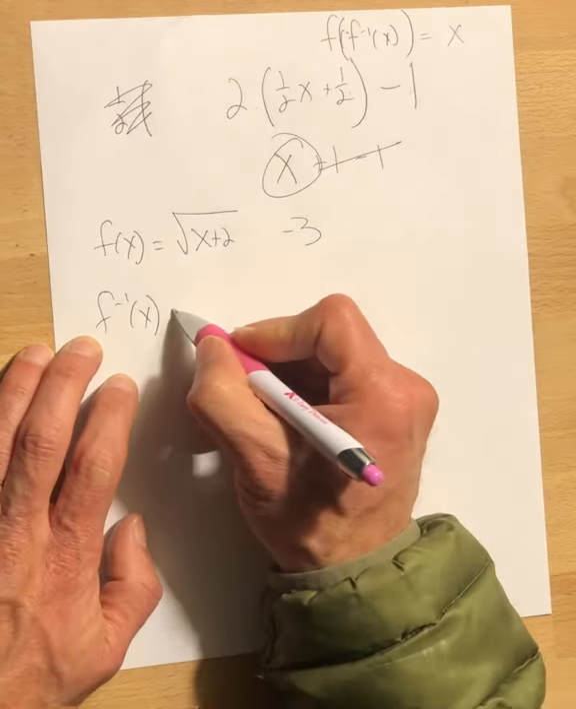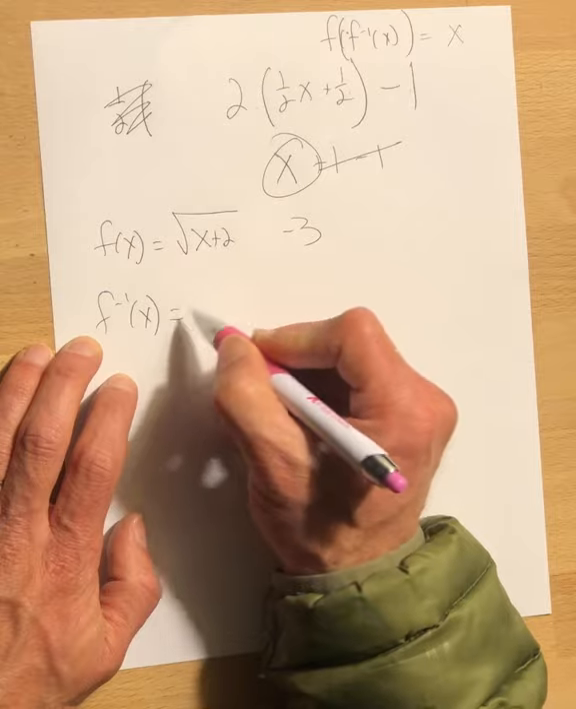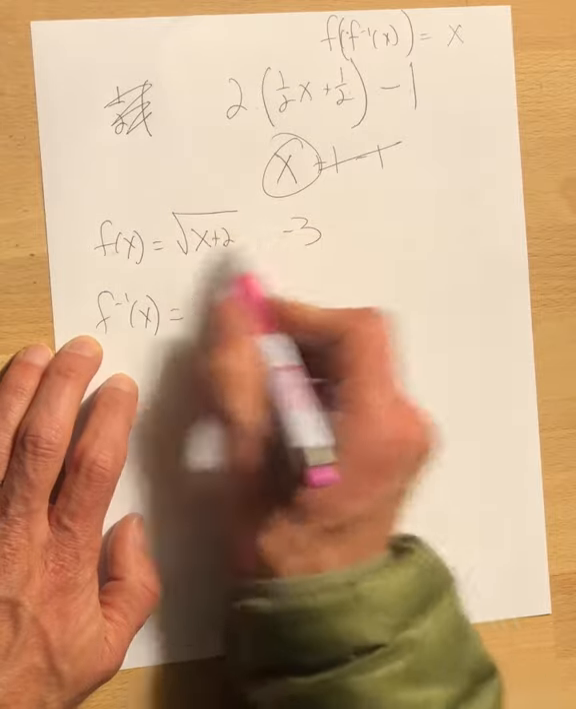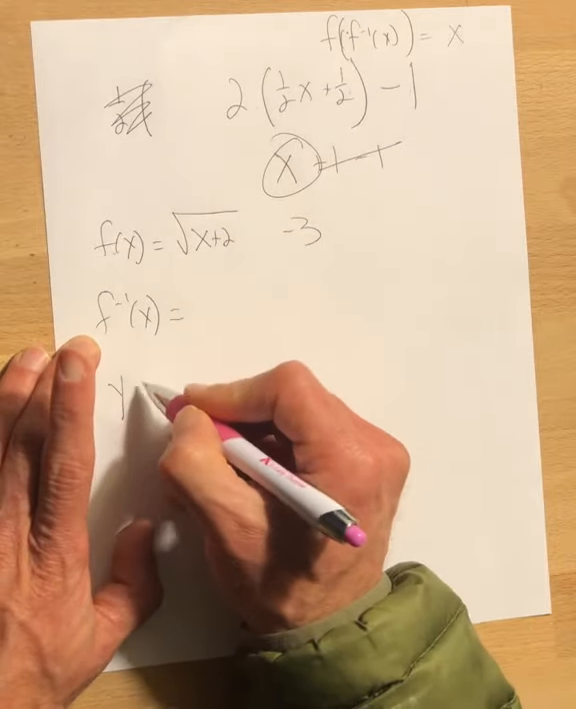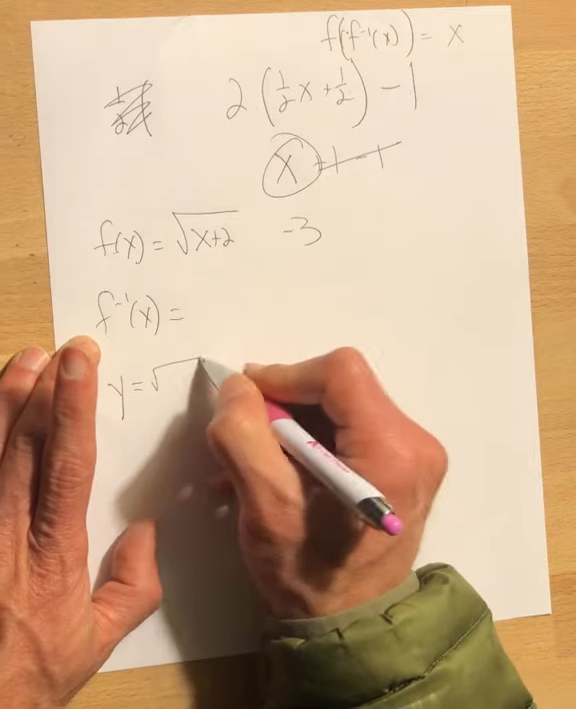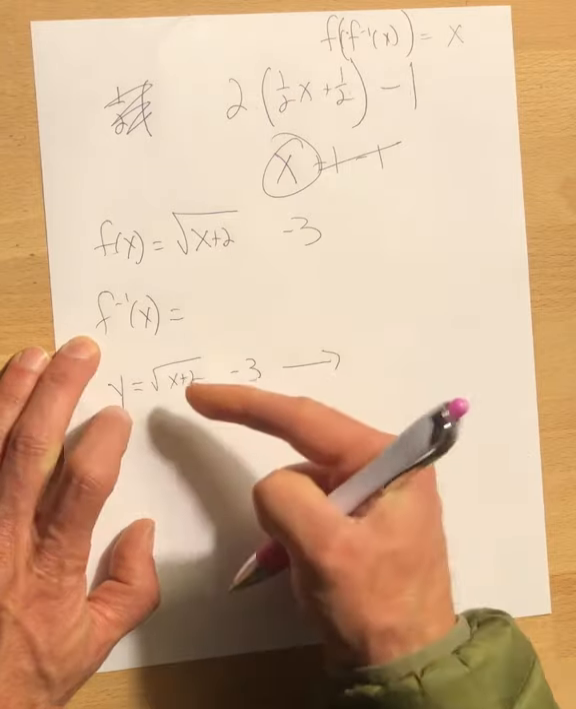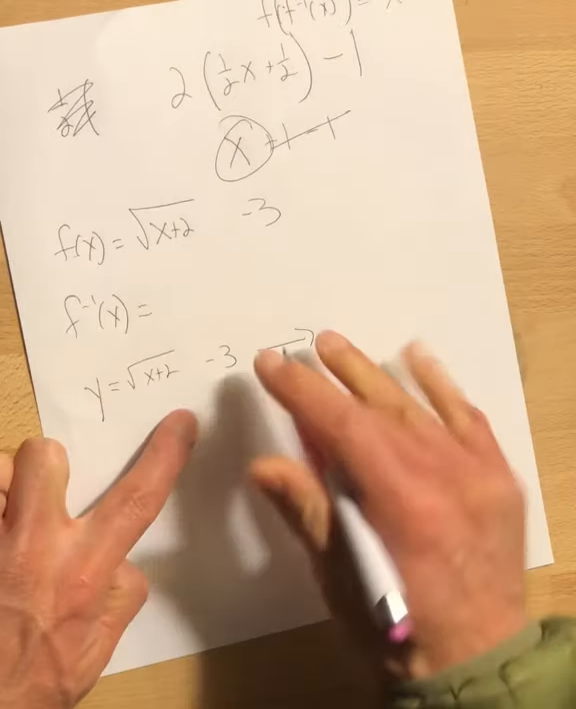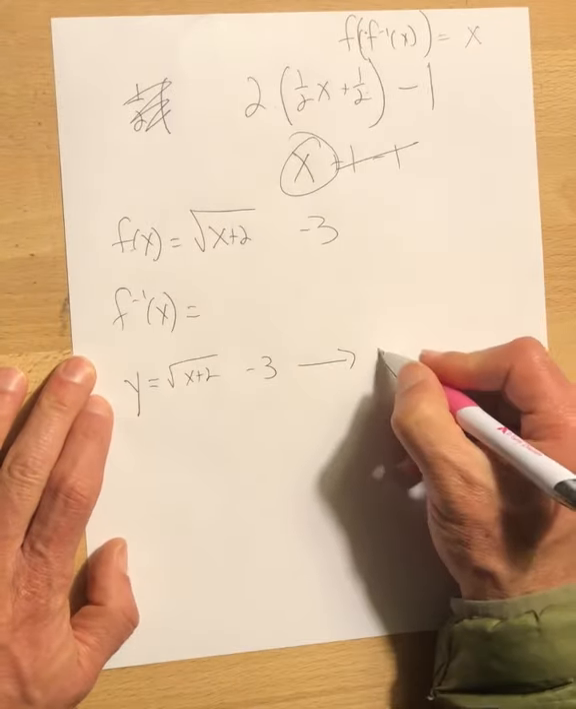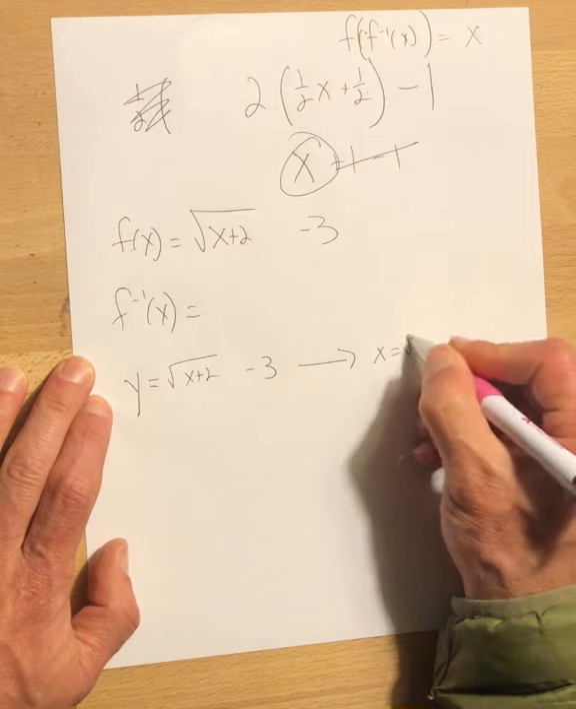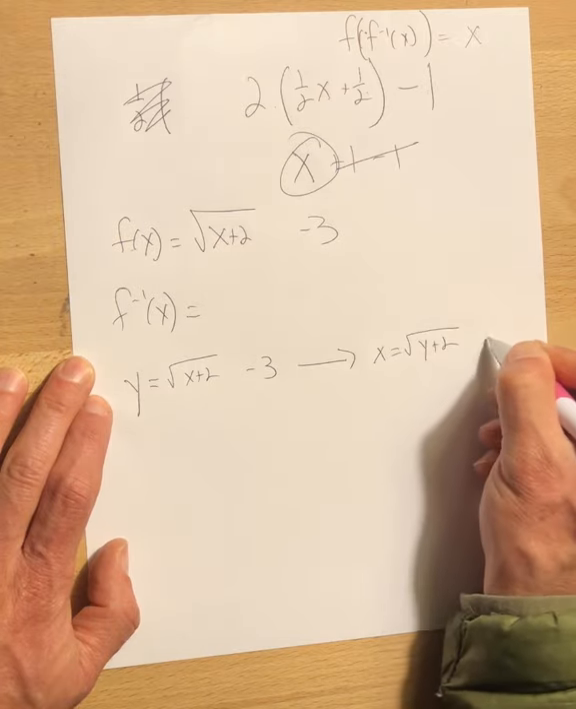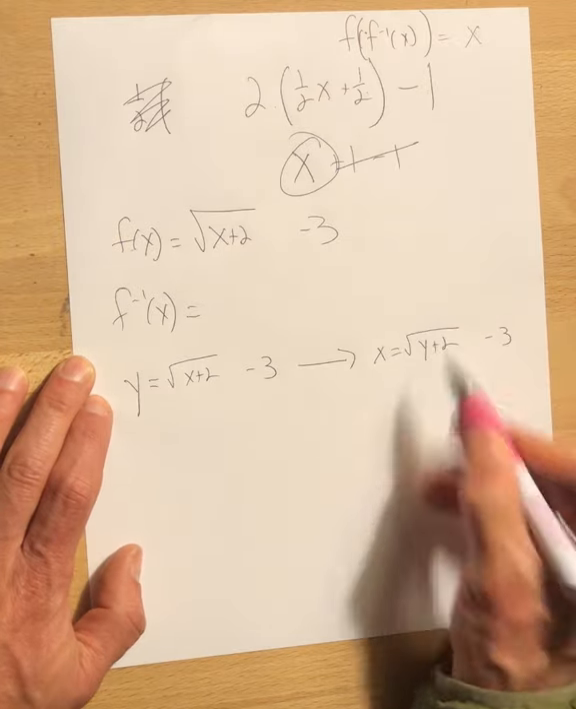Okay, let's see how you did. I want to find the inverse. So what I'm going to do is rewrite this equation. y equals root x plus 2 minus 3. Now I'm going to flip my x and my y. I'm going to take these two and boop, flip them. x equals root y plus 2 minus 3. All right, I got to solve back for my y now.